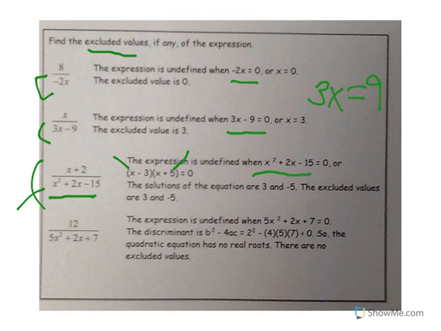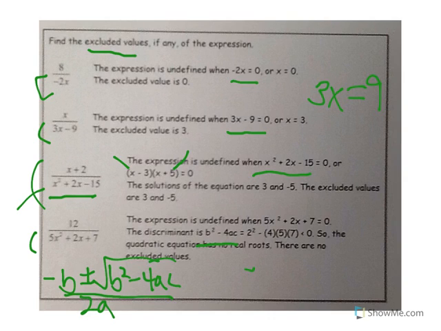Now sometimes it'll look like you have excluded values, but you won't actually have them because you won't come up with real numbers. If you remember, when we talked before about using the quadratic formula, we used the discriminant, which was b squared minus 4ac. That determined whether we had two values, one value, or no solutions. Remember, it's negative b plus or minus the square root of b squared minus 4ac, all over 2a.